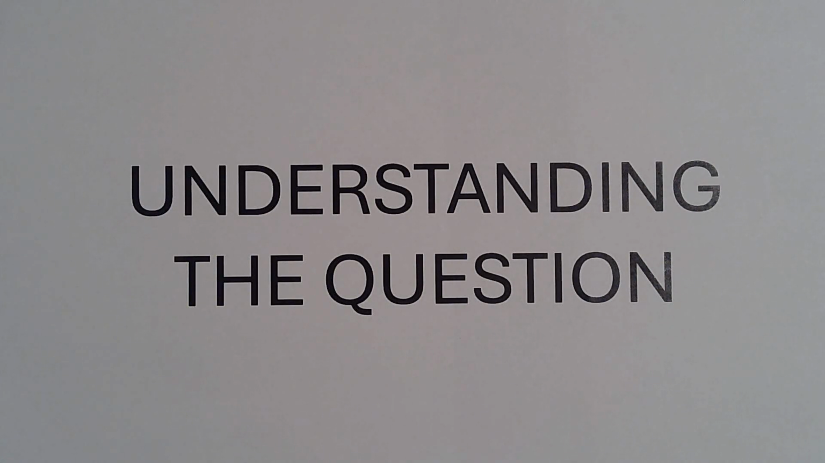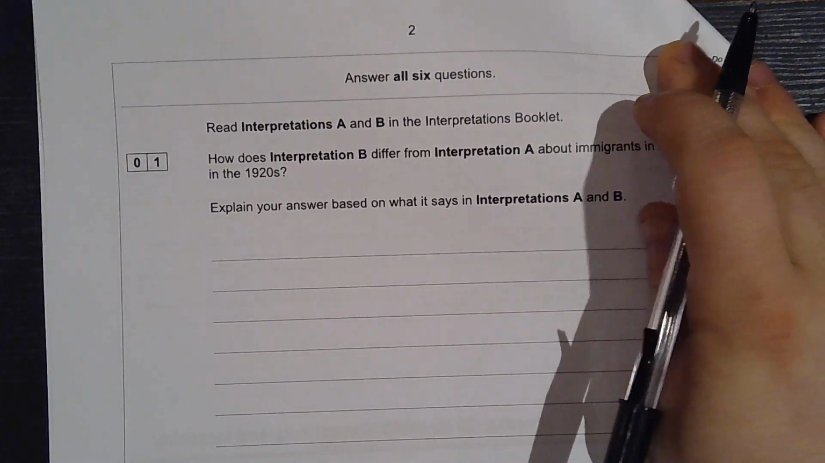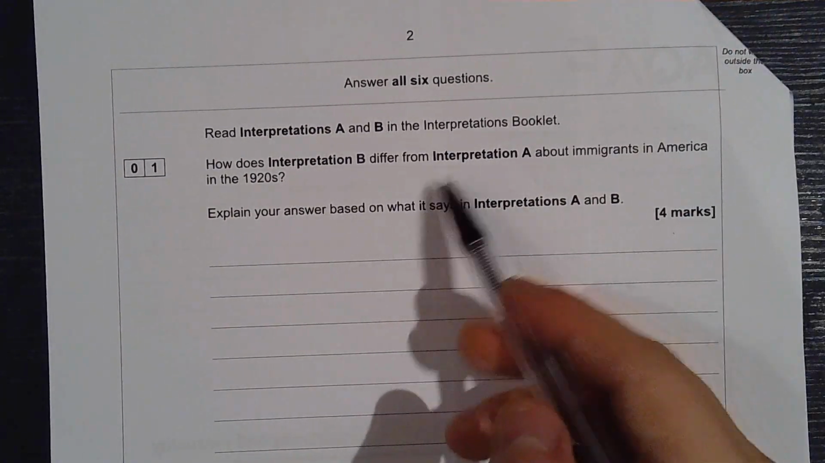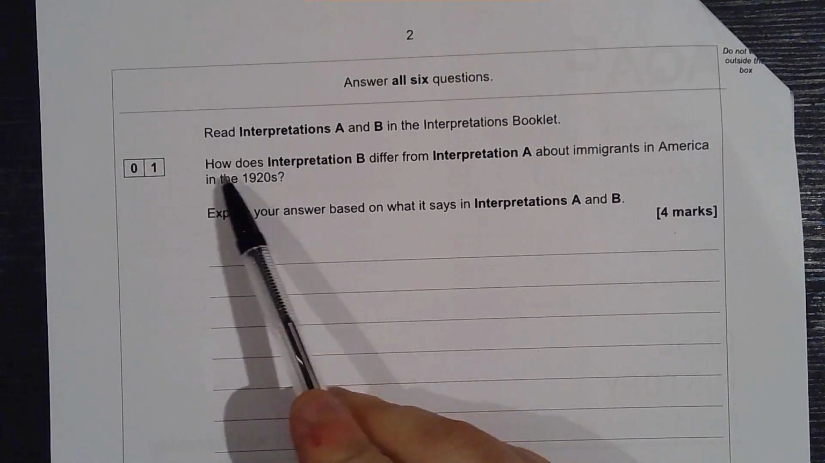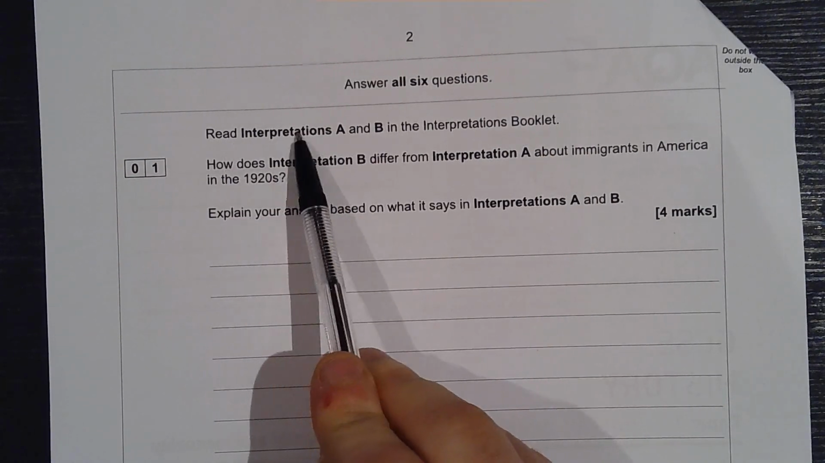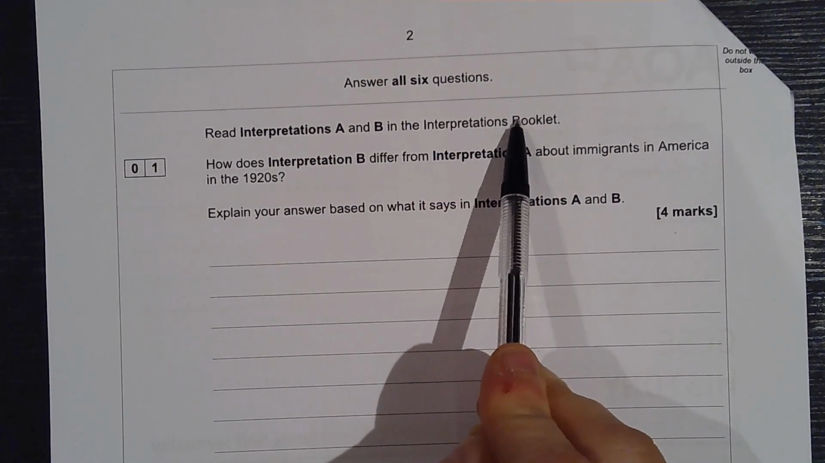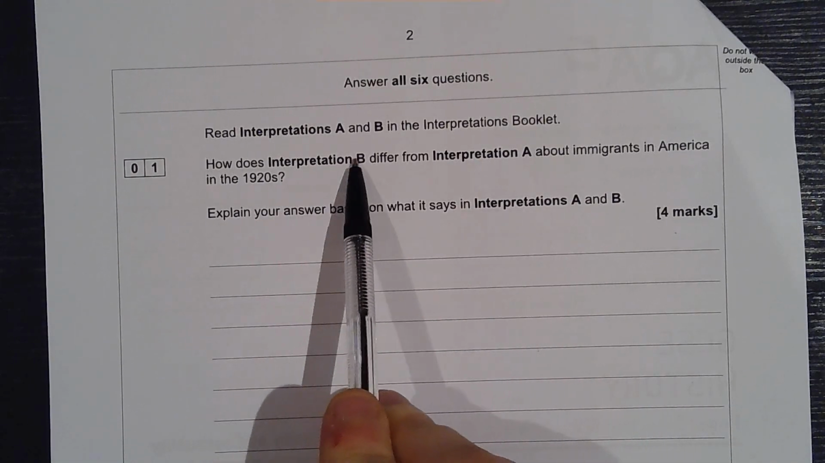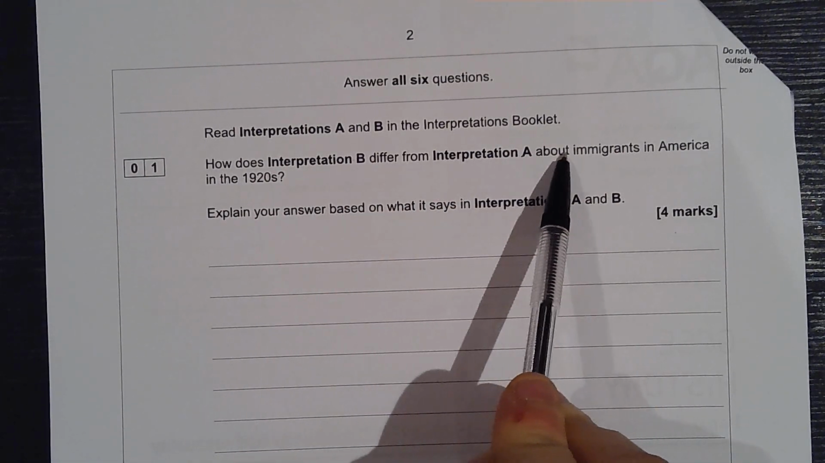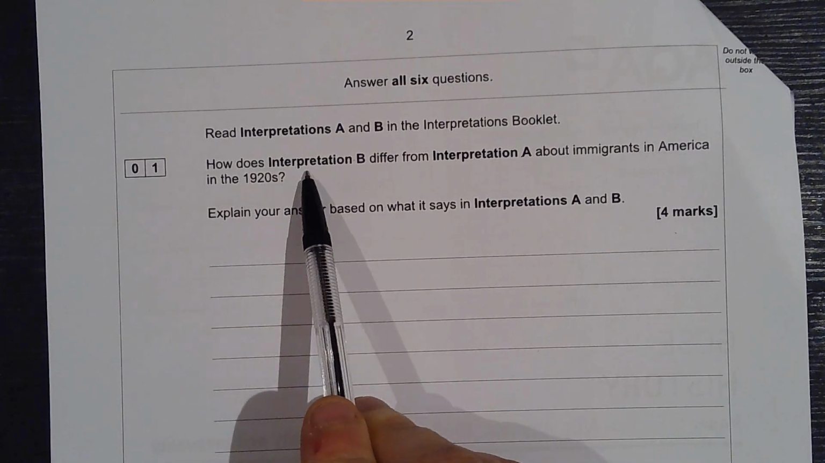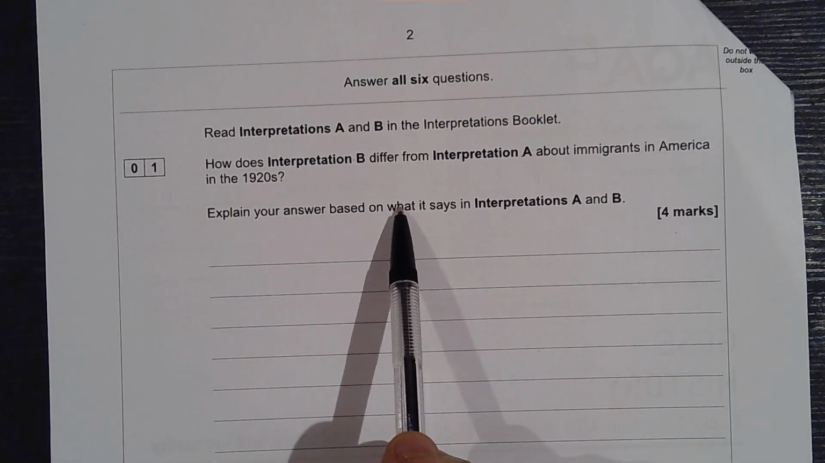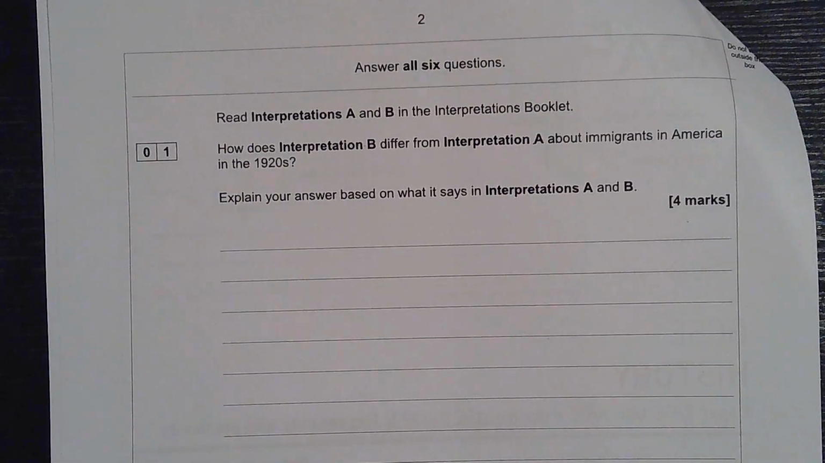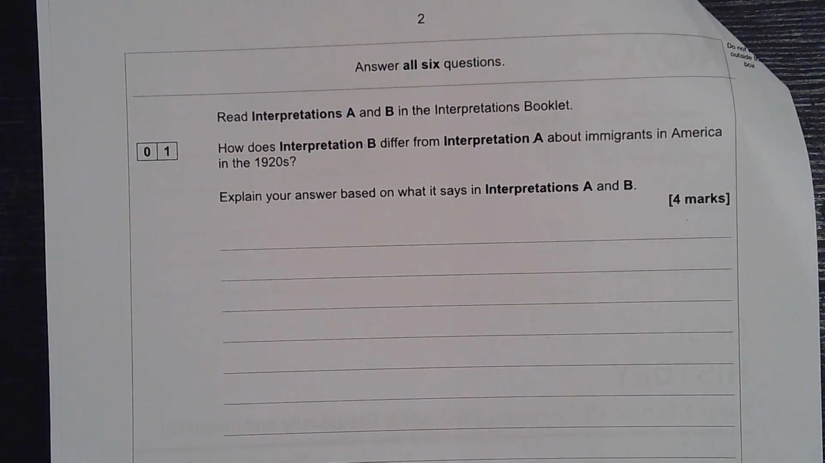So the first part for any type of question is that we need to be able to understand the question. To do that, the first thing you need to do is just read through what it's asking us. It says: read interpretations A and B in the interpretation booklet. How does interpretation B differ from interpretation A about immigrants in America in the 1920s? Explain your answer based on what it says in interpretation A and interpretation B.